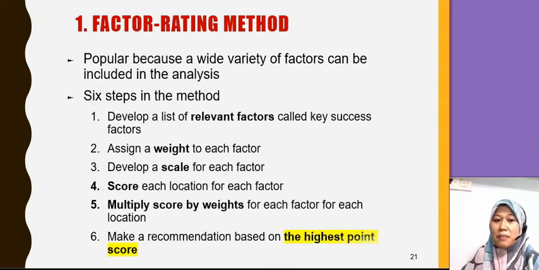Okay, first we look at the factor rating method. This one is, I think, the easiest one, in which you just darab the weight with the score, and then you sum and choose the highest point. Usually they give you a few factors they consider bila nak move to the location. Usually they give you three options of location, and they will give the score for each factor. Alright, these are the steps.